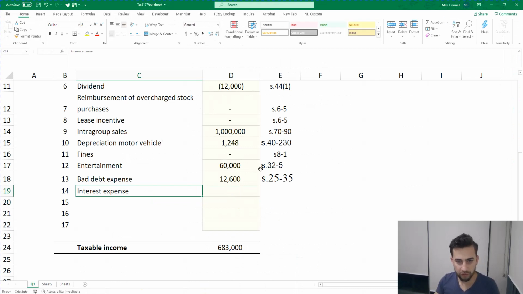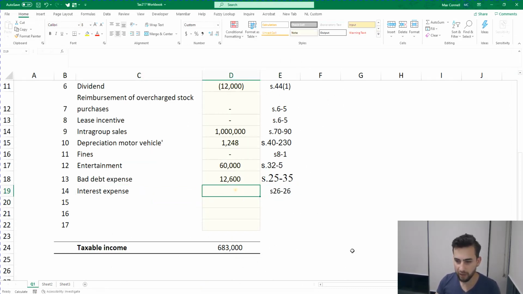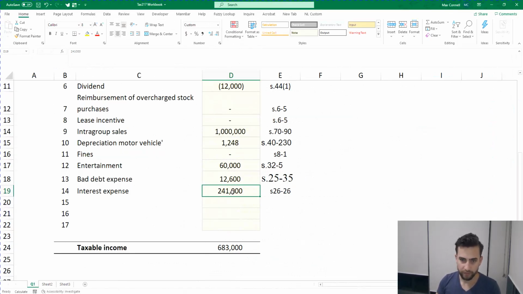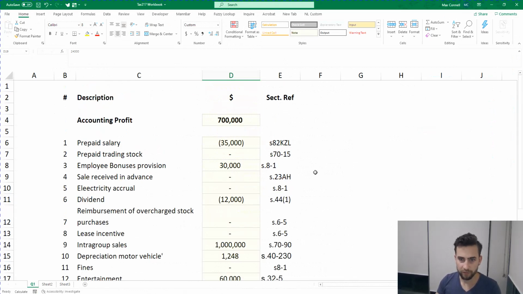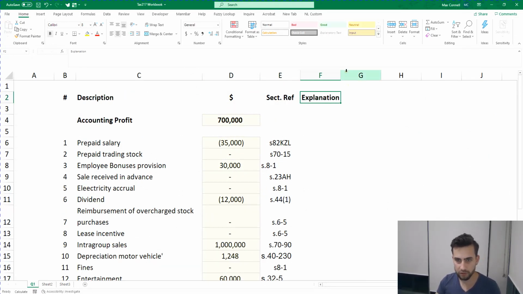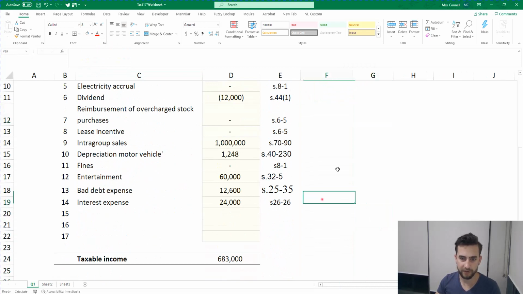So what I might do, and the section reference to this is 26-26, and we're going to have to add back the entire amount, which was $24,000. What we have to do for this one is just add an explanation as well, because that was specifically requested in the question. We want to make sure that we're answering exactly what the markers have asked us to do.